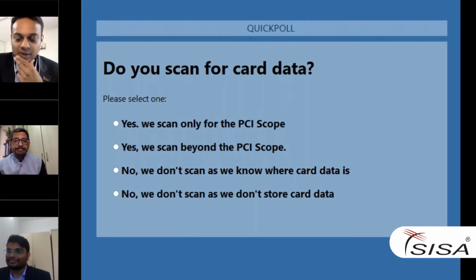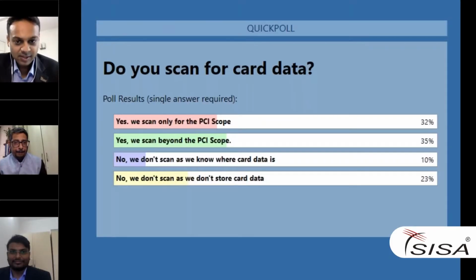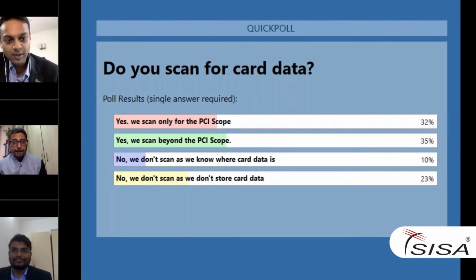So, Ashwini, you want to quickly publish the, close the poll? Okay. All right. So this is the poll result. I think 32% say yes, we scan only PCI scope. So I think maybe for all of you who've done that, maybe we should look beyond PCI scope.